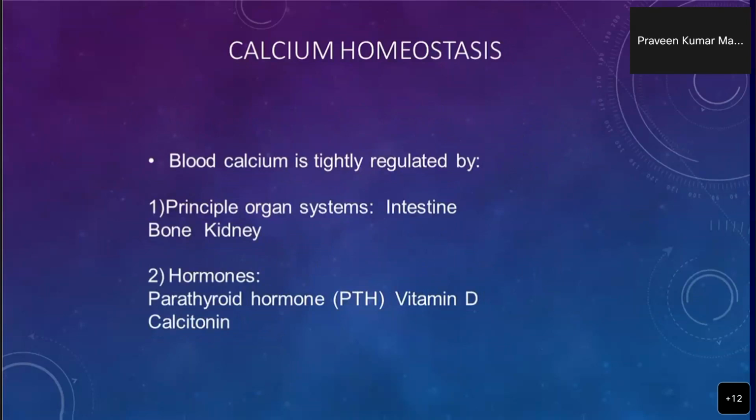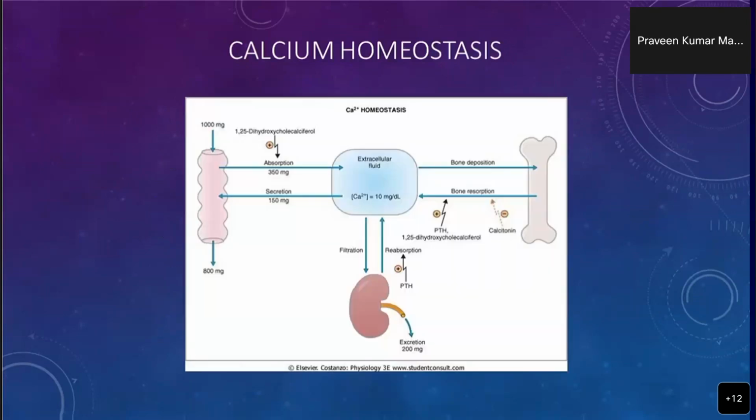For calcium homeostasis, the principal organ systems are the intestine, bone, and kidney. The major hormones which play a role in calcium homeostasis are parathyroid hormone, vitamin D, and calcitonin. Here you can see the major role of calcium homeostasis in the intestine, kidney, and bone.